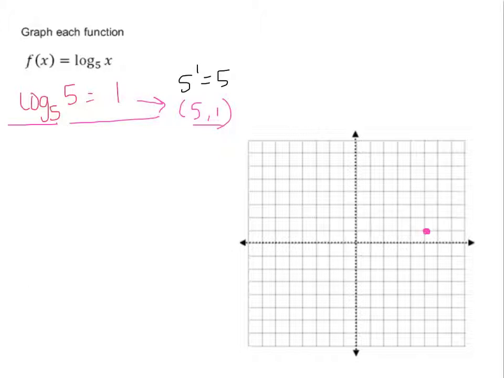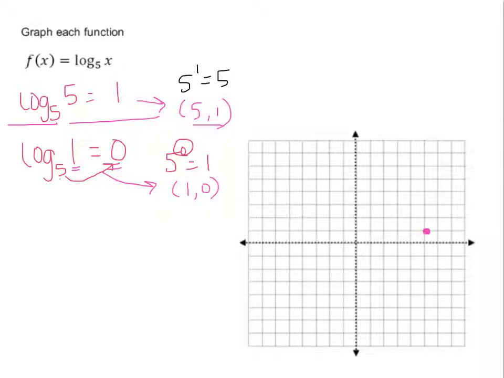The second point that we always know is going to be log base 5 of 1. This is always going to be 0, because here when we take 5 to the 0 power, it's 1. Anything to the 0 power is always 1. So this is going to be another point that you always know, that (1, 0). It doesn't matter what your base number is, that's a point that's on every single graph regardless. So (1, 0).